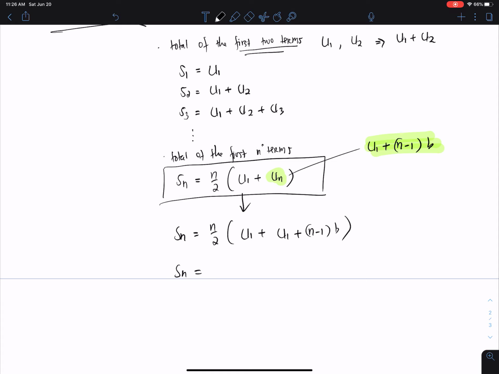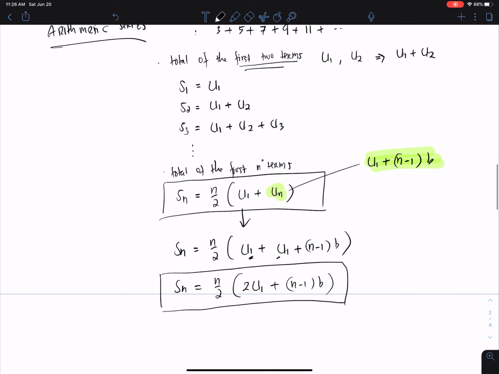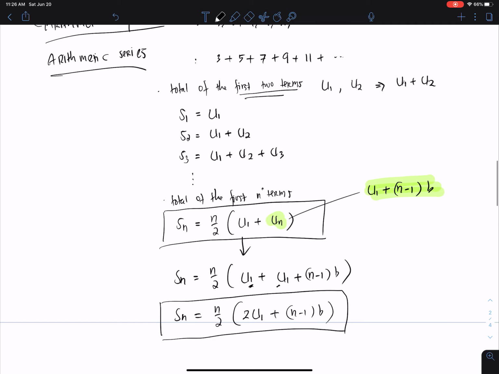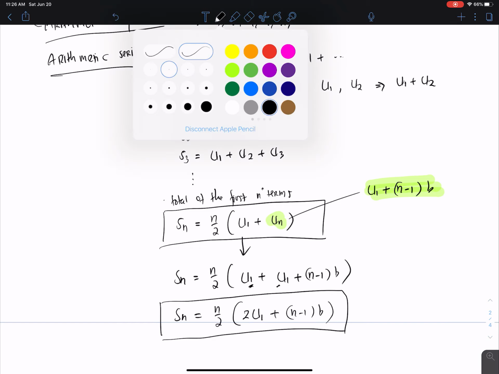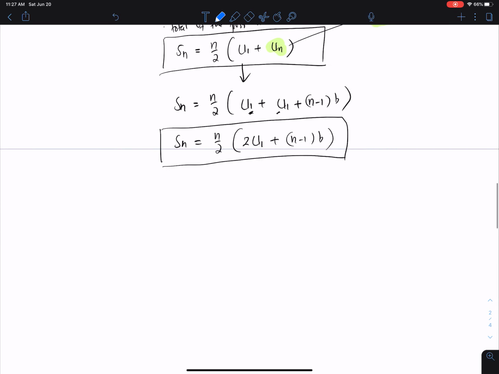Then we can simplify this, n over 2. We have one u1, another u1 here, so it becomes 2 u1 plus n minus 1 times b. So this is another formula that we can use to calculate the arithmetic series. So if we try to work with these examples, okay, we can try it in here.